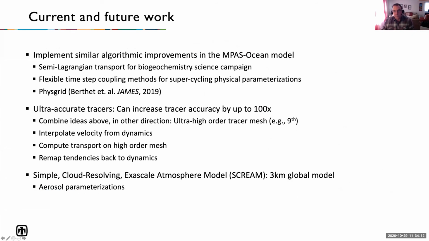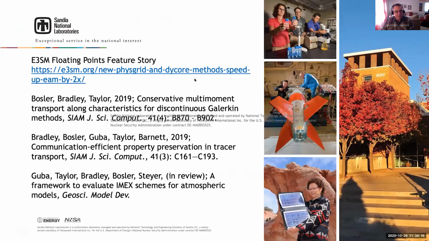And then here are some things we're working on now, which I think I'll skip past so that if you're interested in learning more, we have two feature stories associated with this work. I don't know why that got doubly placed there. Apologize for that. We have a couple of papers. This is our cell integrated transport paper. This is our shape preservation paper.